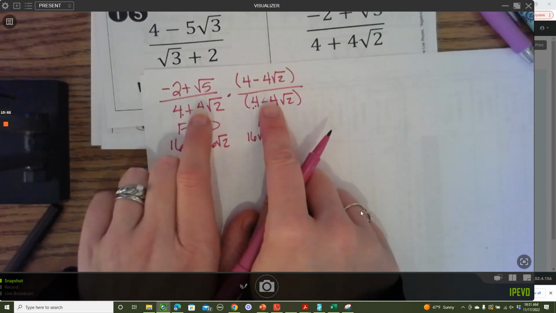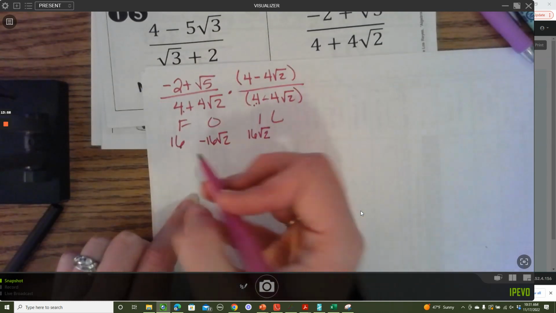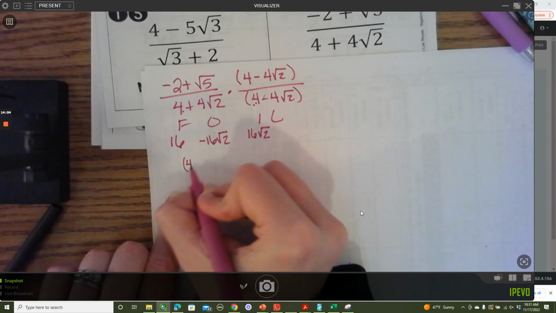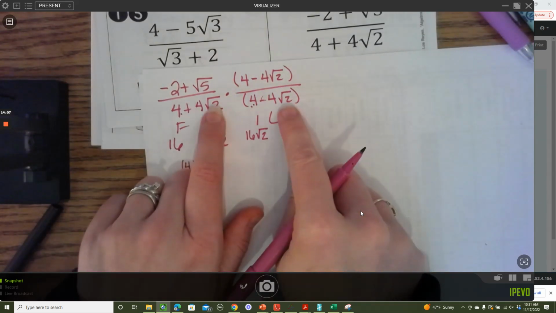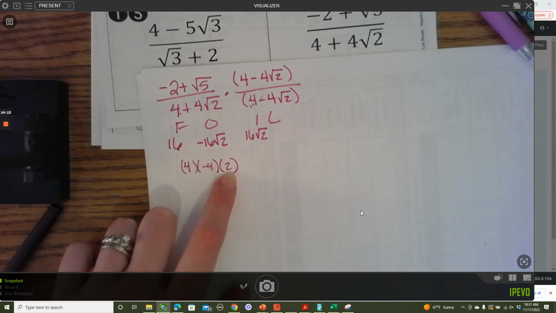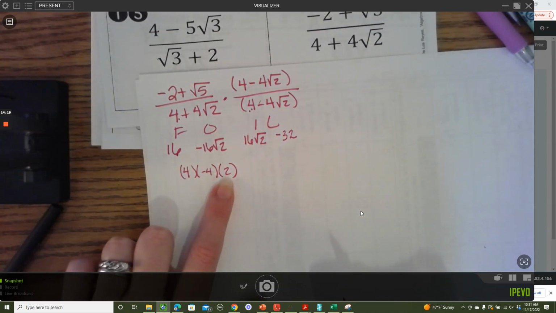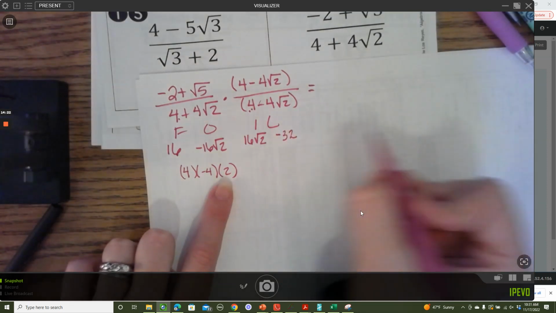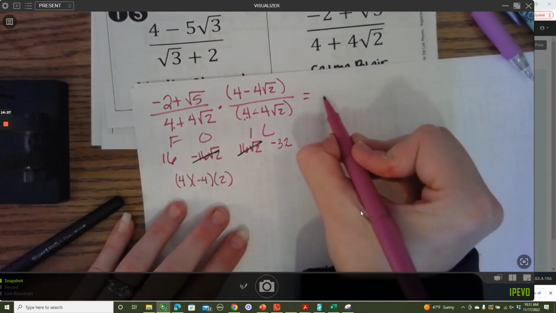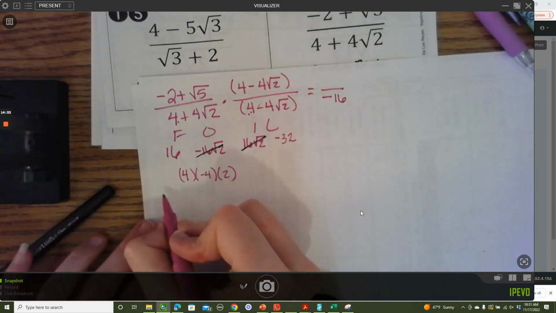All right, what happens here? 4 times the square root of 2 times negative 4 times the square root of 2. So you just put it negative. Basically it's negative 4 times 2. It's 4 times a negative 4, and then the square root of 2 times itself turns into a 2. Okay? So negative 16 times 2, is that negative 32? Is that right? Yeah, it is. All right. So this cancels this. 16 minus 32 is negative 16. All right. FOIL the top part.